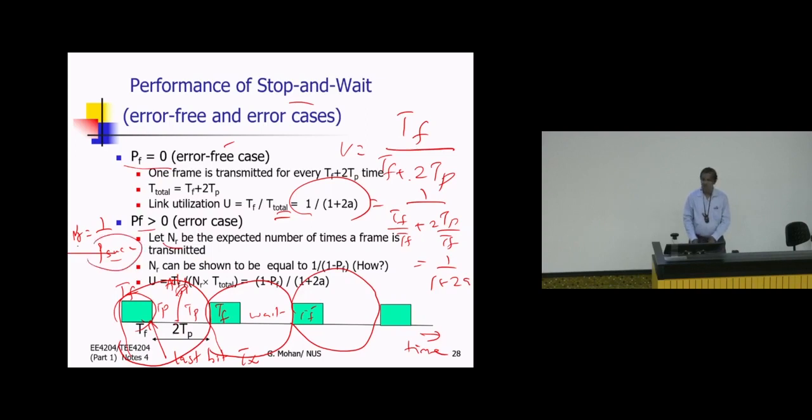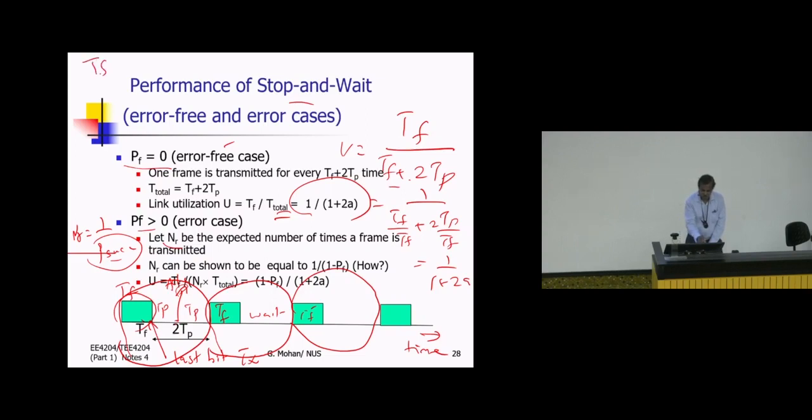The first example, success probability is 0.5. The second, success probability is 0.25, assuming that every choice is equally probable to be the correct answer. So the number of times a frame has to be transmitted, including retransmissions, will be 1 divided by P success. So now this expression will change.